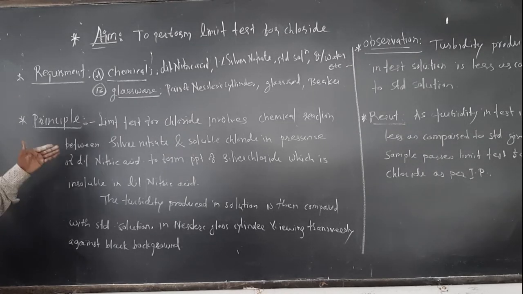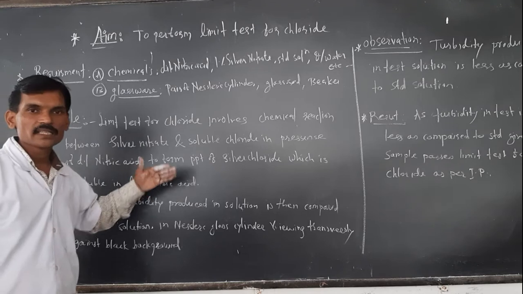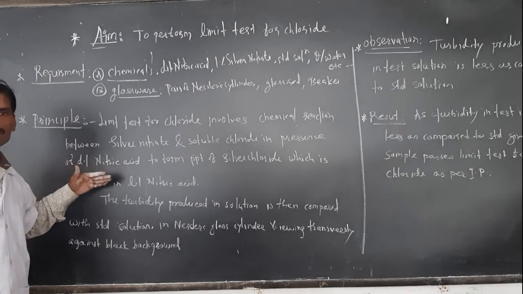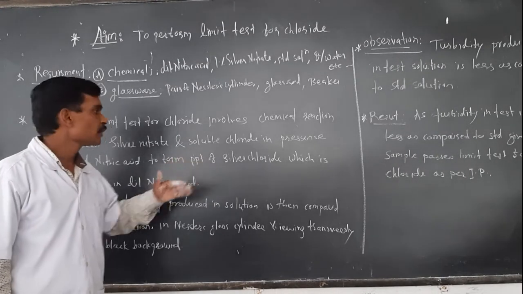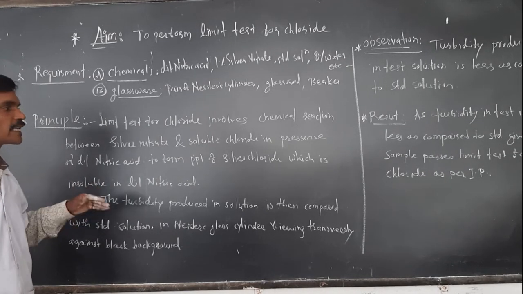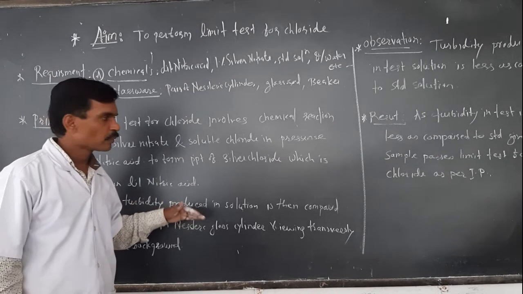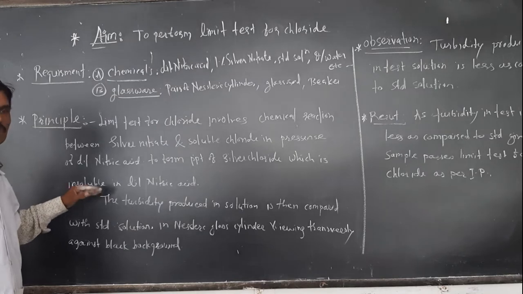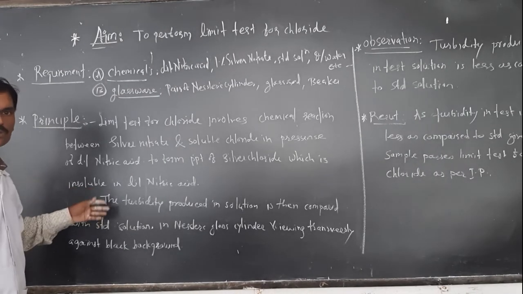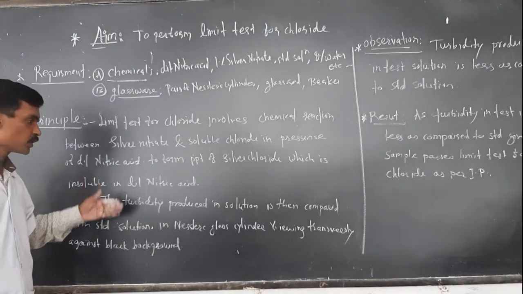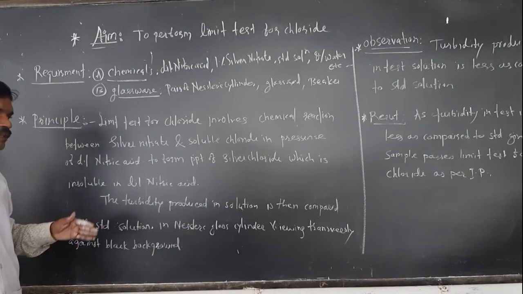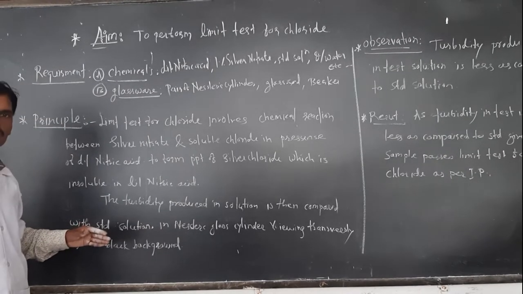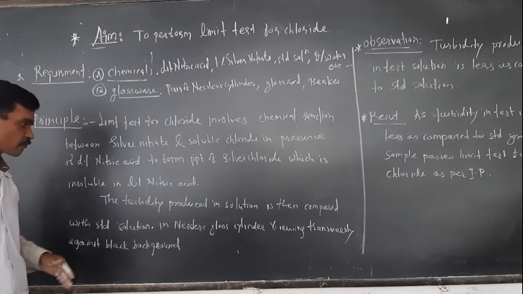For today's practical, the principle of the limit test for chloride involves the chemical reaction between silver nitrate and soluble chloride in the presence of dilute nitric acid, an acidic environment, which forms a precipitate of silver chloride that is insoluble in dilute nitric acid. This insoluble silver chloride precipitate gives turbidity, or opalescence, to the solution. Whatever turbidity is produced in the test solution, we have to compare it with that of the standard solution where a known amount of chloride impurity is present.